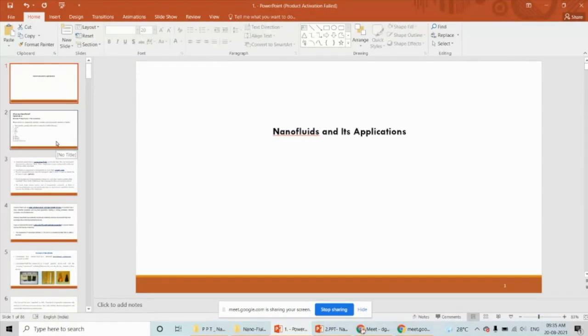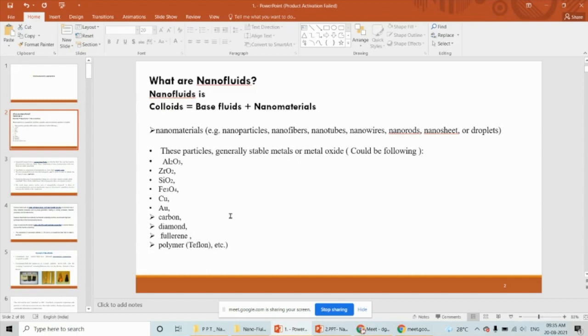So first, just a brief introduction: we have to understand what nanofluids are. We frequently use the words nanofluids and nanotechnology, and often you listen to this. So what is nanofluid, what is nanotechnology? Nanofluids means the application of nanoparticles in fluids, and nanotechnology is related to materials, but today I will discuss the nanofluids. What is nanofluids?